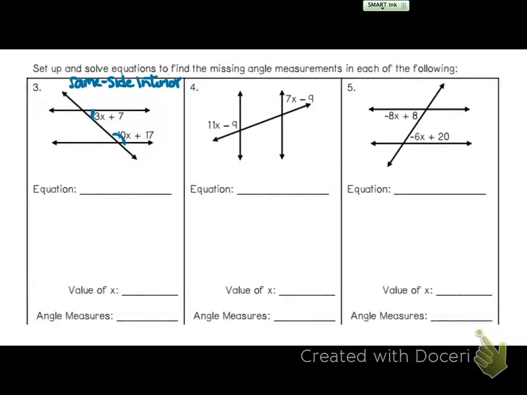And same side interior angles are what? Are they congruent or are they supplementary? So they equal 180. So what I need to do is say 3x plus 7 plus 10x plus 17 equals 180.